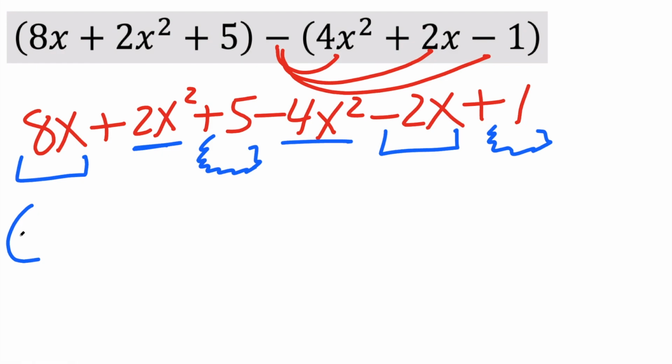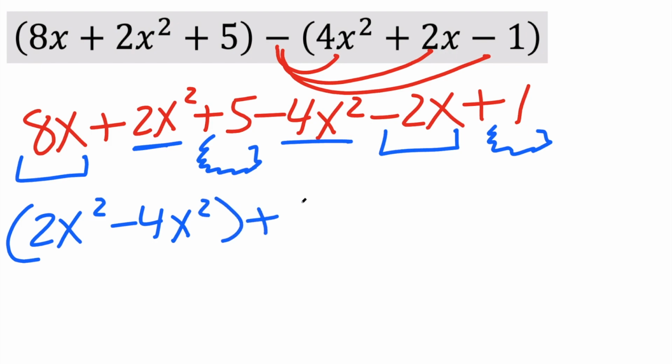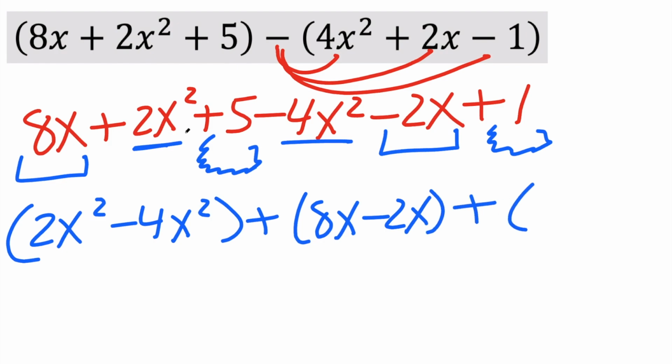Now, the next step says the highest power should go first. So we can do that now. Here is 2x squared, here is negative 4x squared. So we're going to write that down. 2x squared minus 4x squared. Close parentheses, plus parentheses, 8x and negative 2x, plus parentheses, 5 and 1, 5 plus 1. Now the next step says combine like terms, so we just need to add it up.